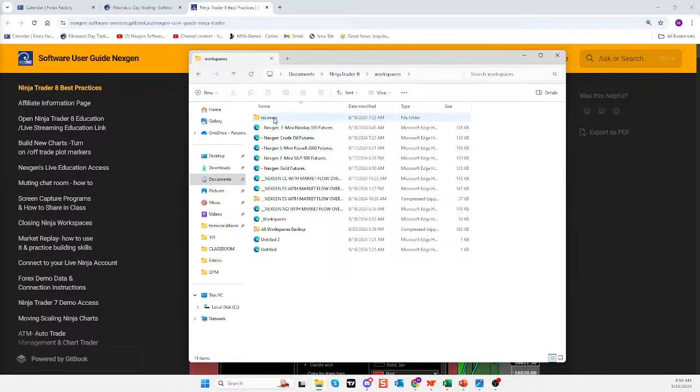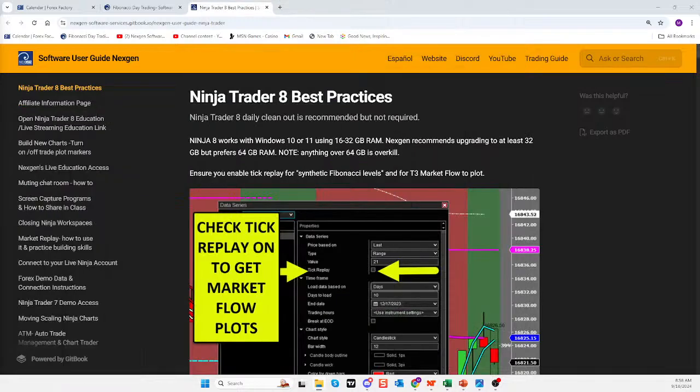Then go to your workspaces and lose that recovery. And if you want to, you can ditch any extra untitled ones that you have. But that's every morning for me. That's part of that setup and clean out. And I put the link in the room for it. Just little things you can do to help NinjaTrader run a little smoother.